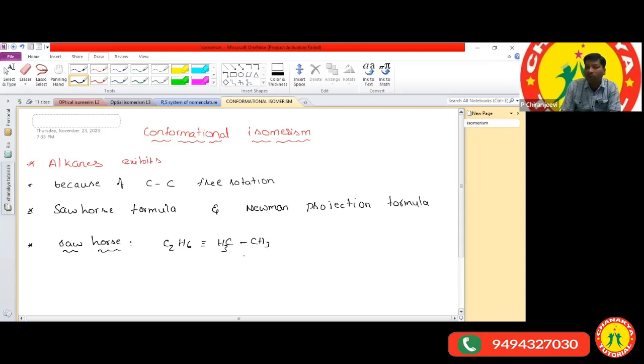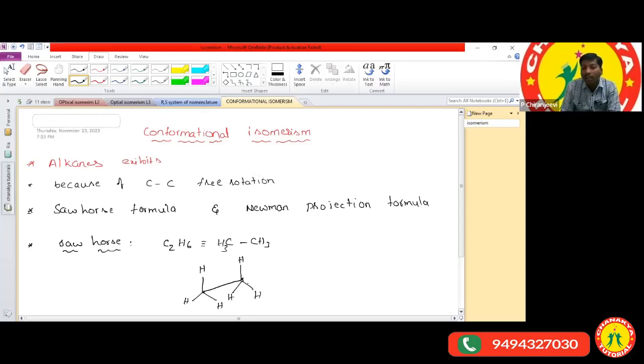Now in this one, first I'm writing like this here. This corner represents one carbon atom, and this is the other carbon atom. Each carbon atom is attached to three hydrogens. This carbon is attached to three hydrogens, H, H, H, and the other one is also attached to three hydrogen atoms, H, H, H.